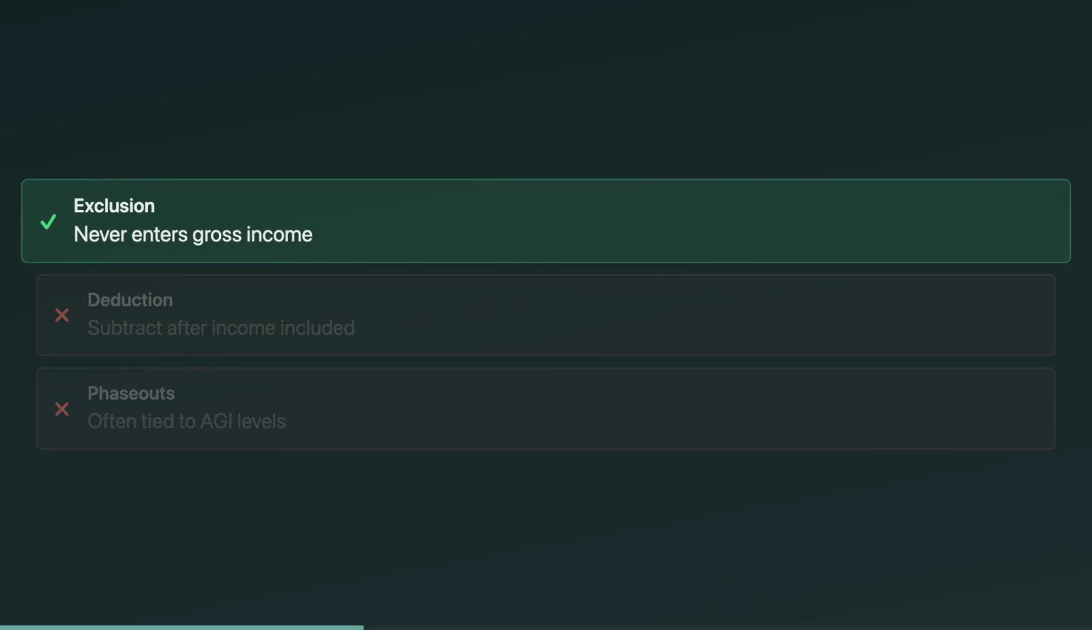Exclusions and deductions sound similar, but they behave very differently. An exclusion means it's not in gross income at all. A deduction means the income is in and you subtract later. And deductions and credits often phase out as income rises. Exclusions usually don't care how rich the taxpayer is. On the exam, that's the trap. High income can kill deductions, but not a true exclusion.